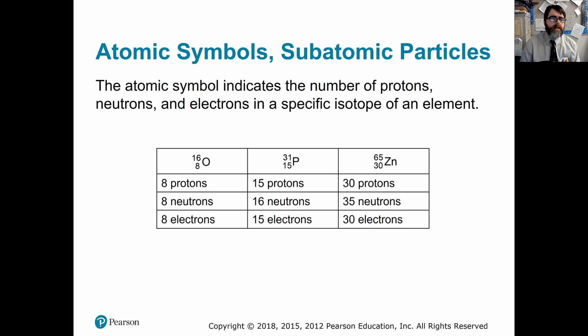Here's some more examples, and so here we have oxygen, phosphorus, and zinc, and you'll notice that the atomic number and number of electrons match the bottom number, and that the number of neutrons is, again, of course, just a calculation where we subtract out those two to get our number of neutrons there.